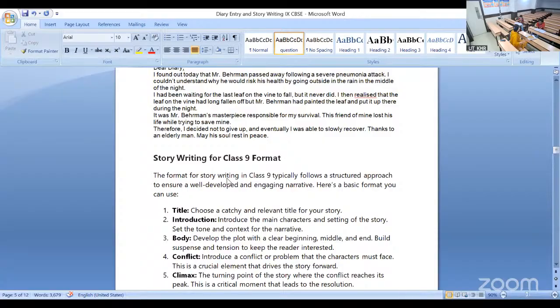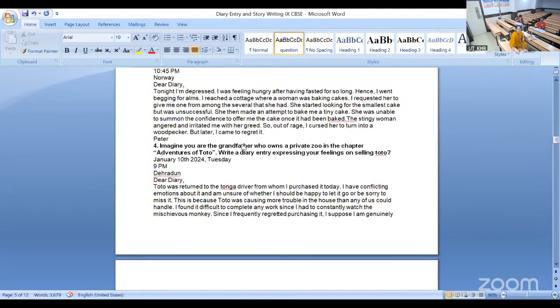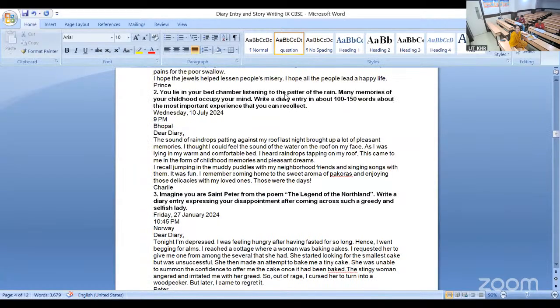This paper I had brought, I have to check it. Okay, take it. Story writing. Which of these have you done? Adventures of Toto? You have done? Yes or no? We have done it. You know the story? Okay, fine. Give a diary entry on it. Okay, Aditya has not done Legend of Northland. I was told about it. Okay, this you have done, right?